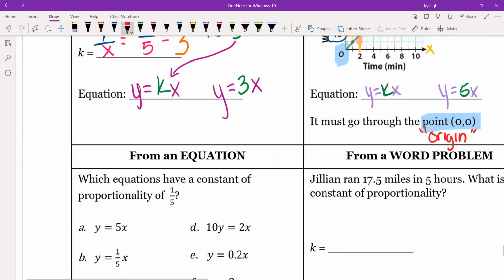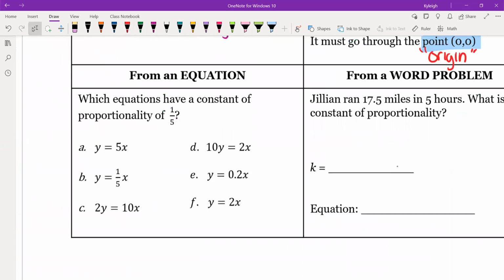Okay. So sometimes you can get it from an equation. Remember, our equation is y equals kx. And it says the constant of proportionality. Well, that's our k. We want to figure out which k is equal to 1/5. Well, that's a 1/5, so it's B.